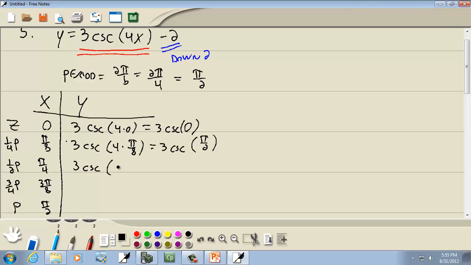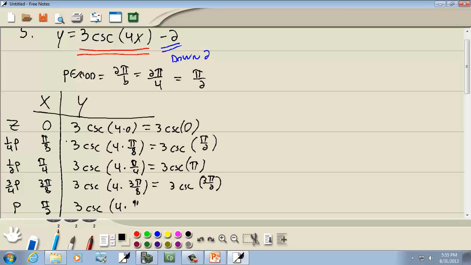This is 3 cosecant of 4 times pi over 4, which is 3 cosecant of pi. And this is 3 cosecant of 4 times 3 pi over 8, which gives us 3 cosecant of 3 pi over 2. These values are looking familiar, aren't they? And 3 cosecant of 4 times pi over 2 is equal to 3 cosecant of 2 pi. Again, those will always go back to your standard x and y axis values.